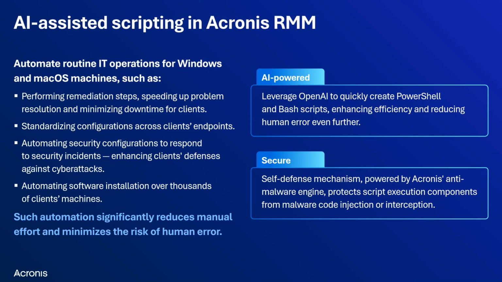Acronis RMM takes scripting to the next level with AI-assisted automation. It enables you to automate routine tasks across Windows and macOS environments at scale, reducing repetitive work for technicians. Every script runs securely under Acronis' self-defense engine, which protects against malware interference. This integration with OpenAI's GPT model allows you to generate or enhance scripts instantly, even without deep scripting expertise. Now, let's see it in action.